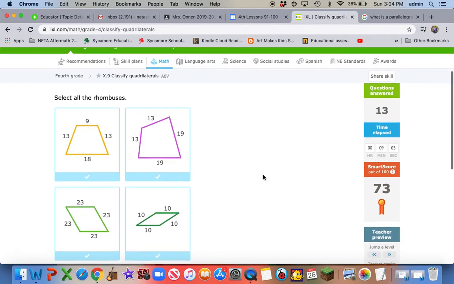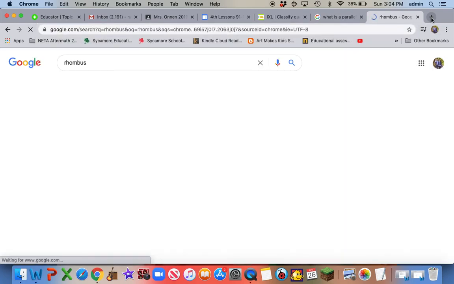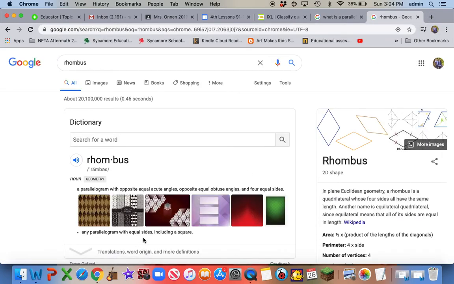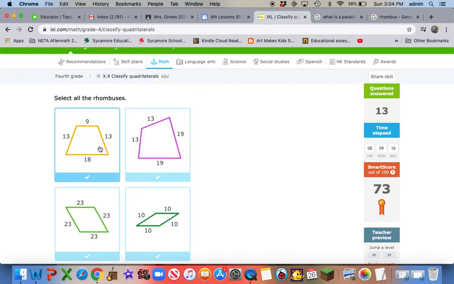Excuse my hillbilly talk. Rhombuses. Oh my goodness, I forgot. Let's open up the rhombus definition again. I think it just means they're equal sides, including a square. So nope, nope, yes, and yes.